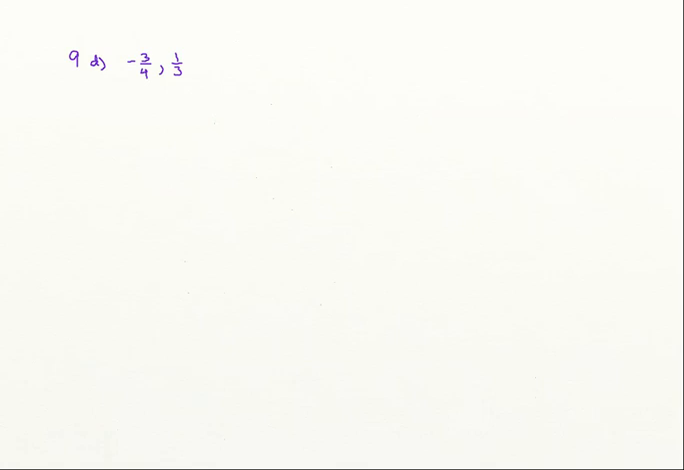Question 9. Write a quadratic equation with the given solutions. They're telling us the solutions. So I can rewrite this as x equals negative 3/4 and x equals 1/3. I have to work backwards. Okay, so if x equals negative 3/4, that means that came from x plus 3/4, and my x equals 1/3 came from x minus 1/3.